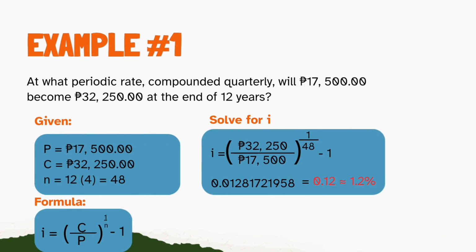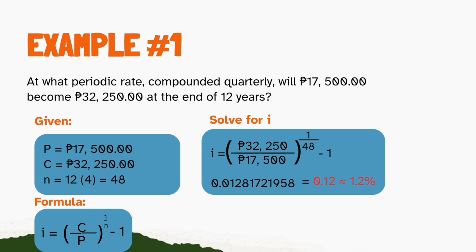Let's look at this example. At what periodic rate compounded quarterly will 17,500 become 32,250 at the end of 12 years? So our given here: the present value is 17,500, our compound amount is 32,250, and for the total number of periods, we have 12 years. Since it is compounded quarterly, we get 4 periods in a year, so our total number of compounding periods is 48.